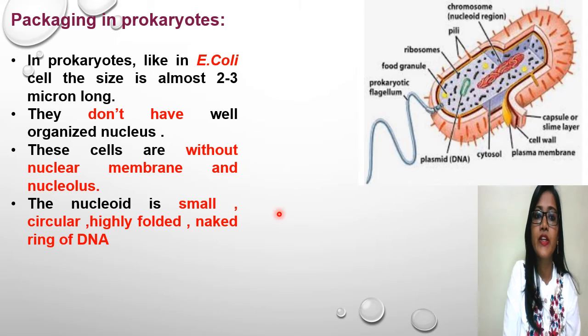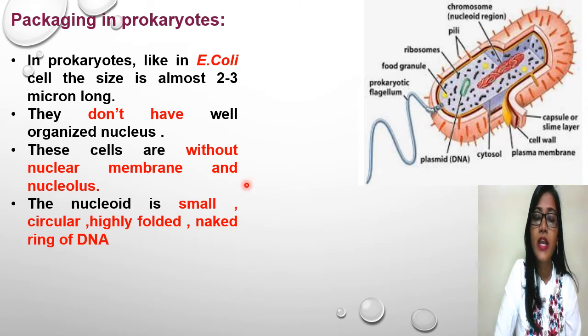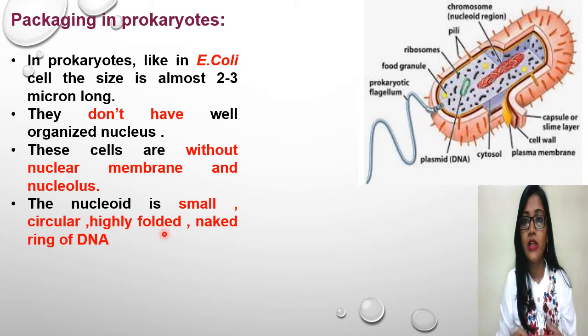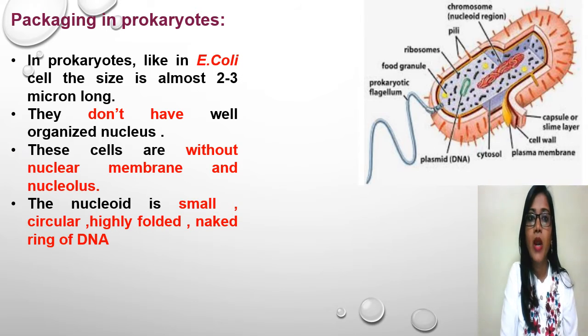The nucleoid is small, circular, highly folded, naked, and it's a ring of DNA. So this nucleoid is small, circular, and highly folded to fit inside the bacterial cell. It is a naked ring of DNA. That's all about the structure of the prokaryotic cell and its DNA.